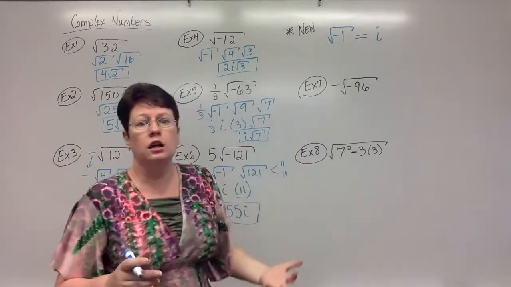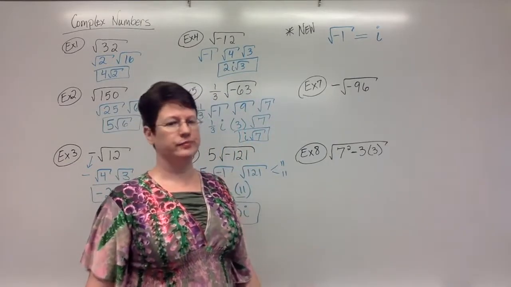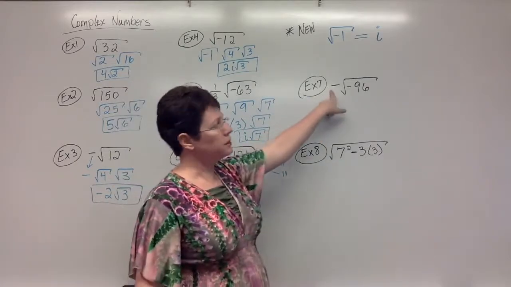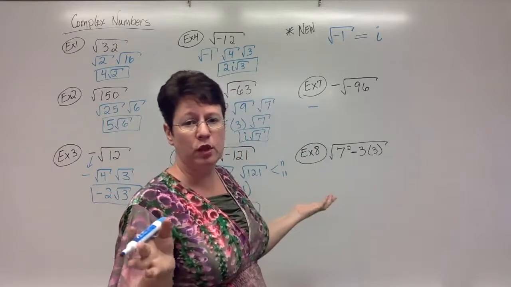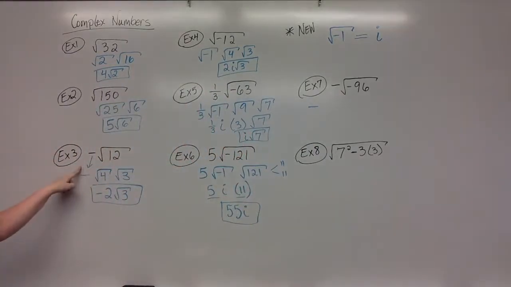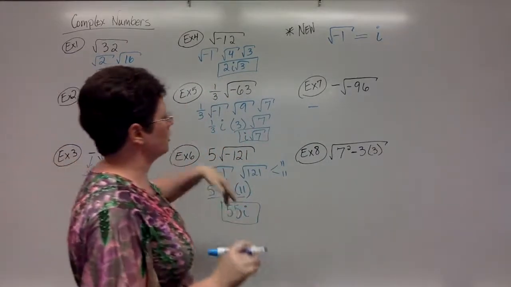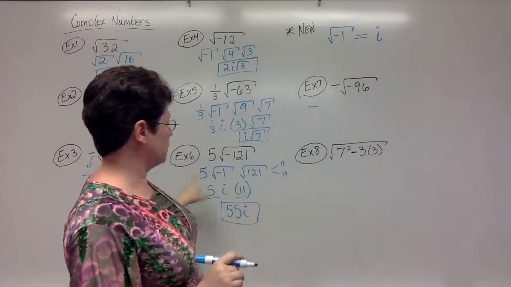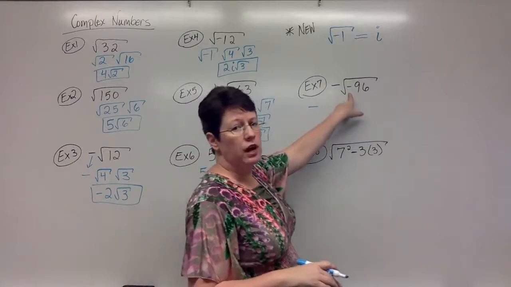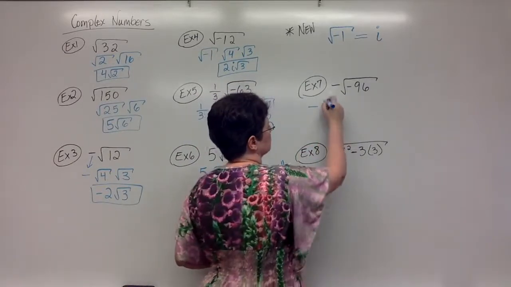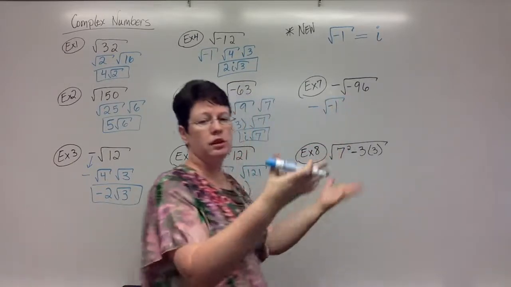Example 7. There's 2 negatives. It's okay. What's this negative? It's out front. Write it down. Just drop it down. No big deal. We did that in example 3. If it's out front, you just drop it down. Doesn't matter if it's a number. Doesn't matter if it's a negative. Just drop it down. Okay. Negative under the radical. No big deal. Square root of negative 1. Pull it out.